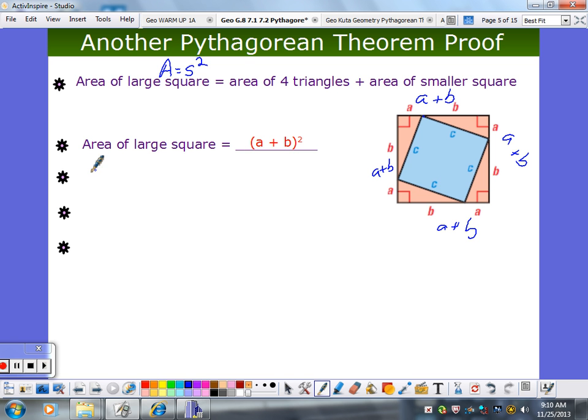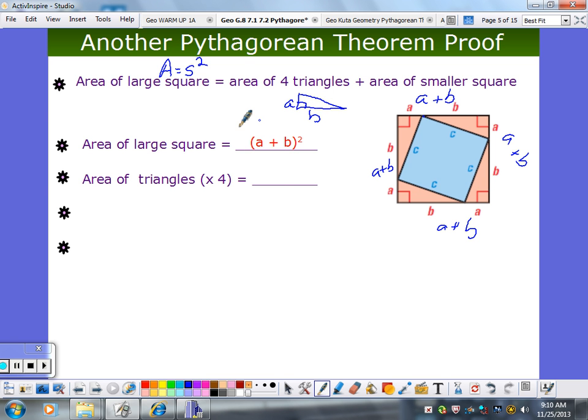Yeah, okay. But the area of the square should also be the sum of the areas of the triangles plus the sum of the blue square, correct? Right? If I add up the areas of these four triangles and these blue squares, I should also get the area. So let's look at the area of each triangle. I'm going to pull one triangle out so I can see it.